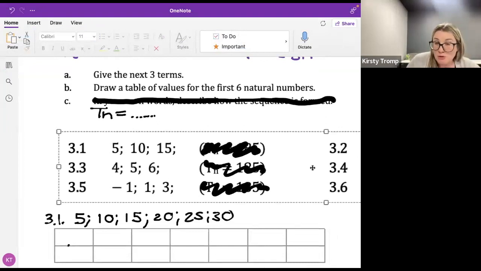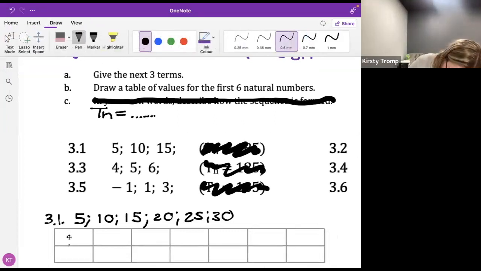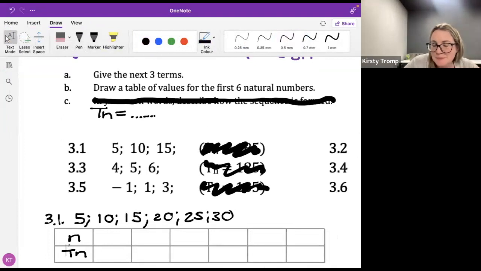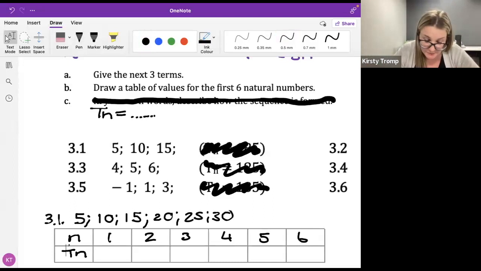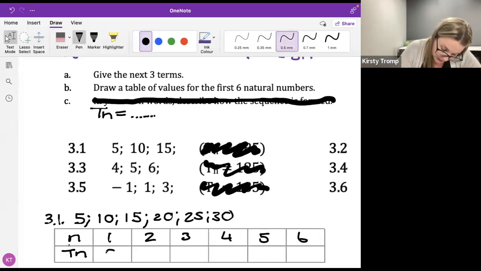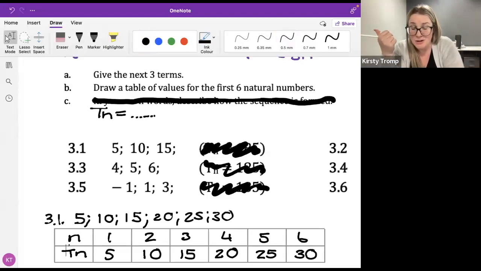Can you remember what we did in our last lesson? On the top we've always got N, and on the bottom we've got TN. On the top we've got 1, 2, 3, 4, 5, and 6, because they want us to do the first six natural numbers. We saw that the first term was 5, the second term was 10, the third term was 15, then 20, then 25, and then 30. So I've done A, I did the next three terms.